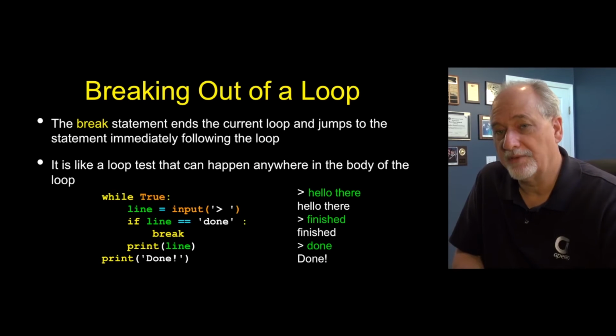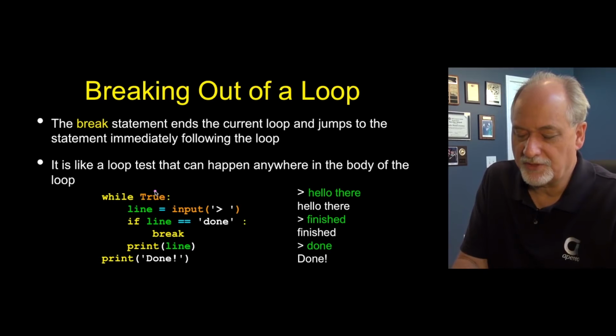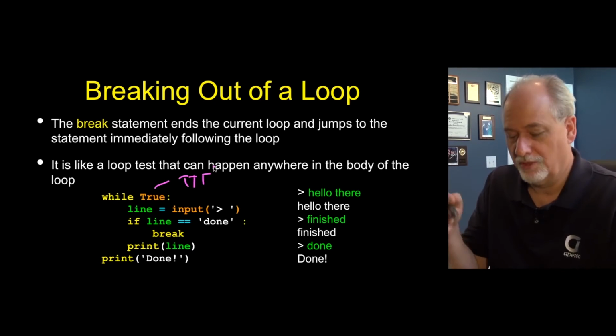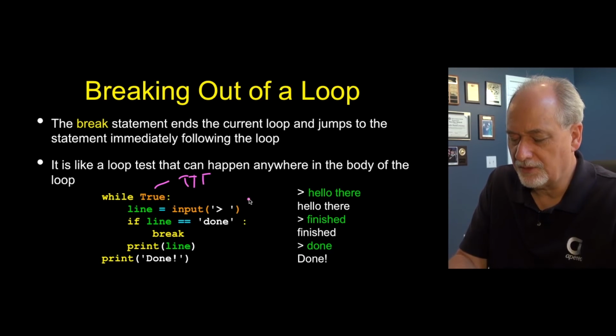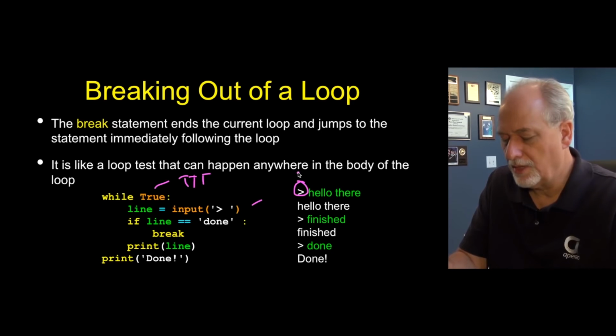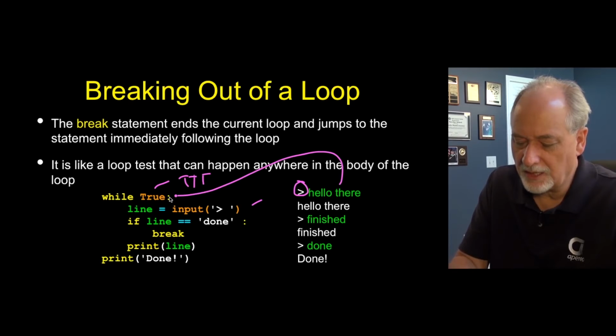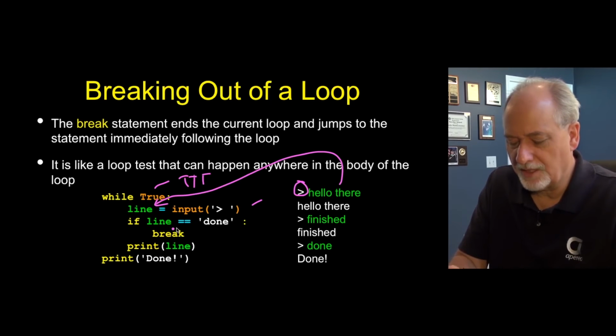So there's a couple of ways of getting out of loops. In this case, I'm constructing an infinite loop because remember the definition of an infinite loop: if this is going to stay true. Well, true is the constant true. So this is going to run forever. And what it's going to do is prompt with a little arrow and then let us type and read whatever we type into the variable line. And then if the line is done, we're going to break.